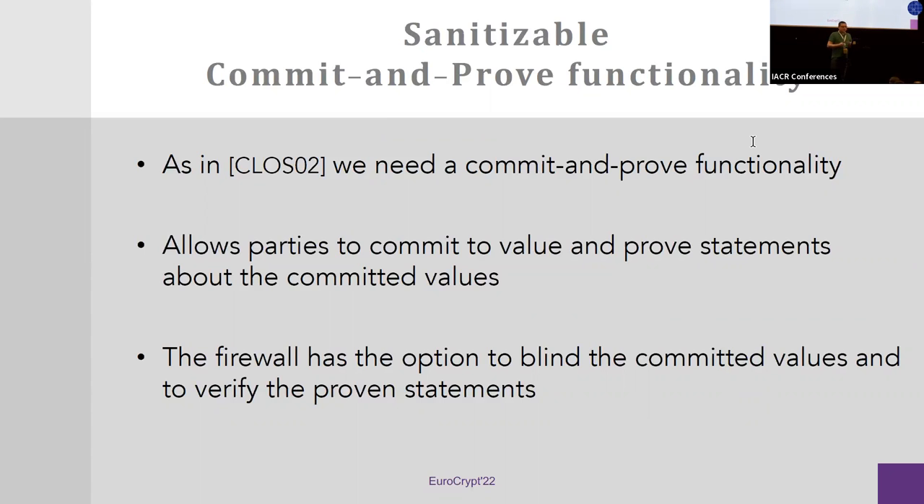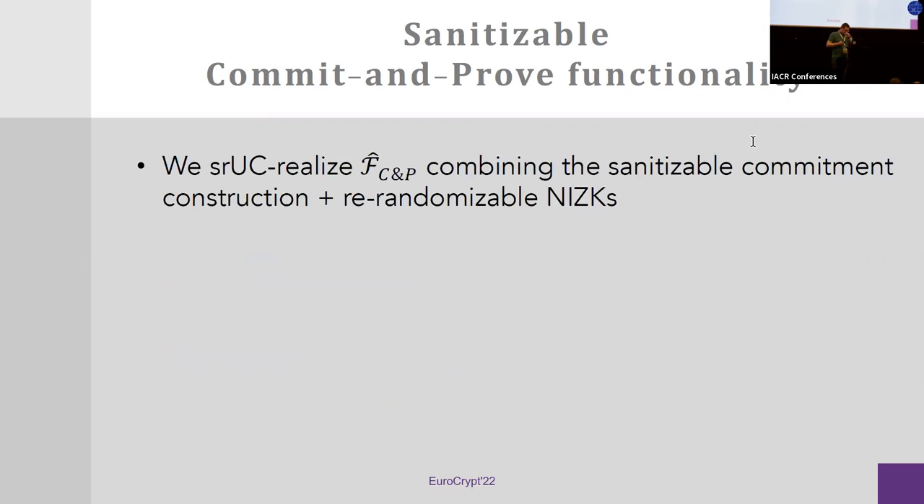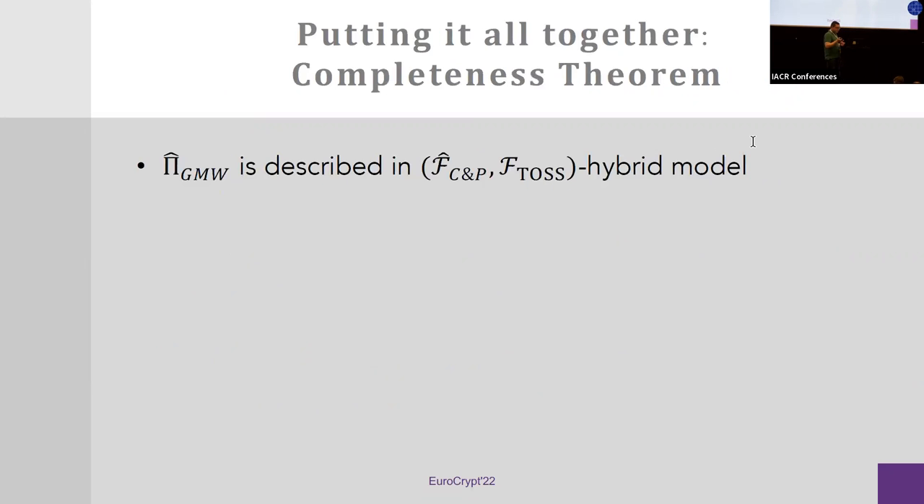So we also build that, but now we need a sanitizable commit and prove. The difference from the standard commit and prove is that the firewall will have the option to sanitize the inputs that are sent and sanitize the statements that it's proving. We built this commit and prove in this SRUC model. The construction is basically the construction of the commitment that we have plus re-randomizable NIZK. And then we can show that we have the sanitizable commit and prove.